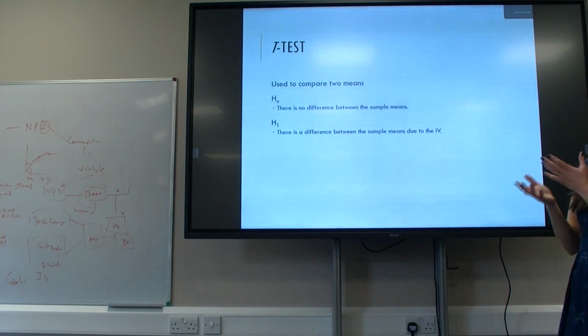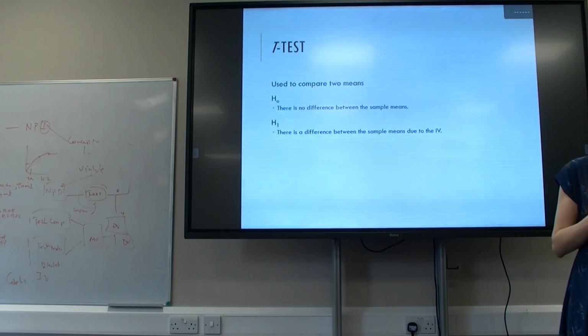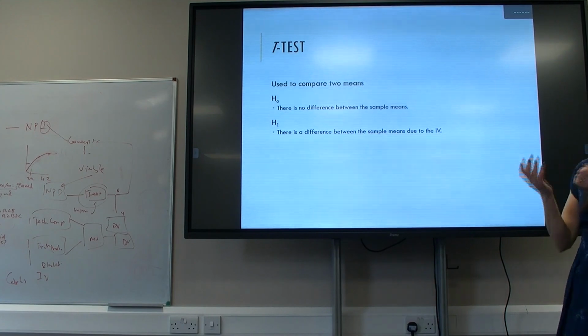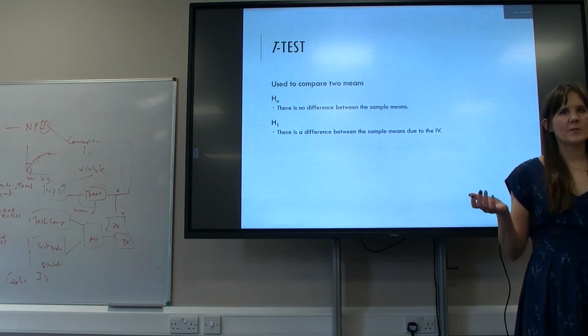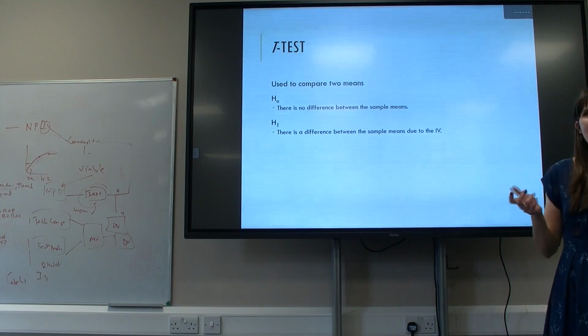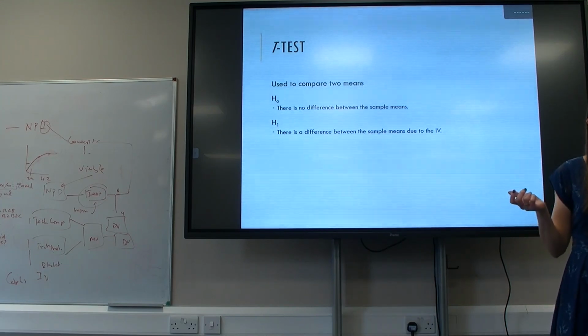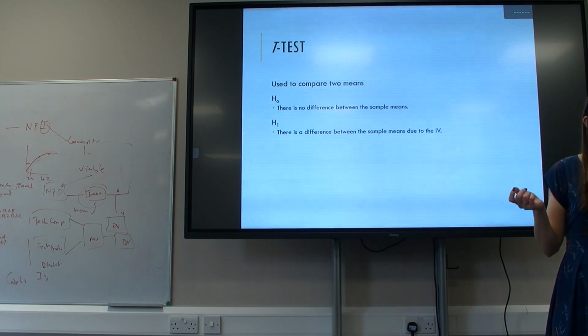Okay, so a t-test is always comparing two mean scores. And your hypothesis would always be that there's a difference between those means. So your null hypothesis says that there's no difference between the means. Everyone okay with that?